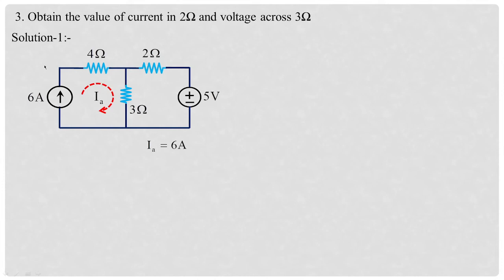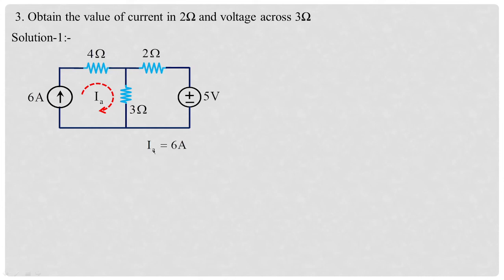So apply mesh analysis. When you apply mesh analysis, you have to observe that this is a current source. So the current source in the series will dominate, and the same 6 amperes is coming to 4, whereas this 6 amperes when it goes to 3 becomes the branch current. So the value of current in 3 ohms will be IA difference IB, or I1 difference I2, whatever you can do.